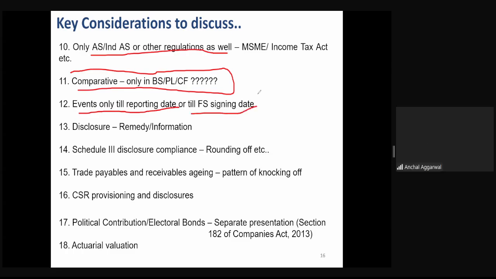Events only till reporting date or till financial statement signing date? Till financial statement signing date, that would be the subsequent audit events. Yes, the auditor's roles and responsibility is till financial statement signing date.